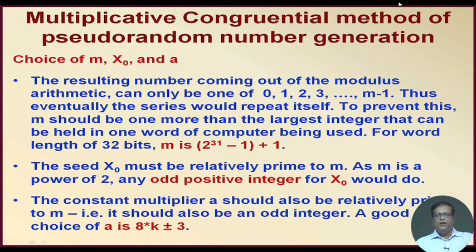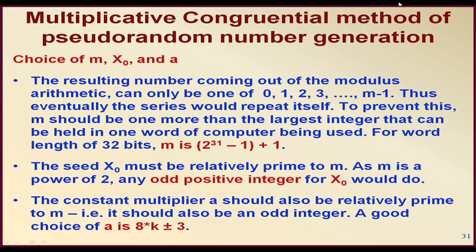M should be a very large number, because that is very important. Otherwise, suppose m is small, like in our previous examples, that was just an example. M should be very large. How large? As large as possible. If it is a 32-bit computer, where the word length is allowed in a computer, then that number could be 2 to the power 31 minus 1 plus 1. That means a very large number of random numbers can be generated. Otherwise, the sequence will be rather small. So m should be very large. That is the first requirement.